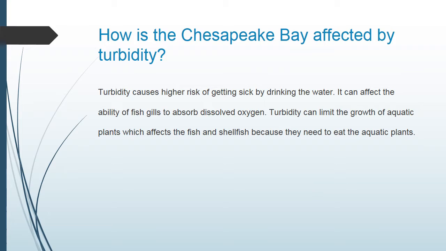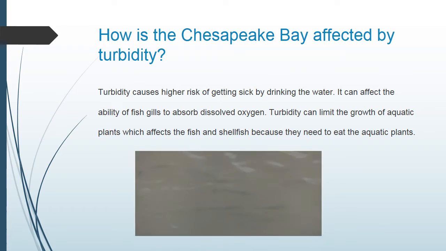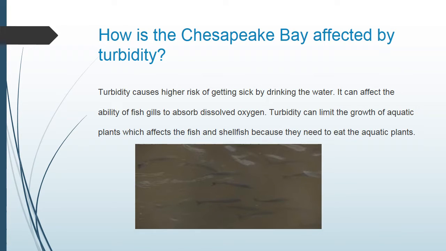How is the Chesapeake Bay affected by the turbidity? Turbidity causes higher risk of getting sick by the drinking water. It can affect the ability of fish gills to absorb dissolved oxygen. Turbidity can limit the growth of aquatic plants, which affects the fish and shellfish because they need to eat the aquatic plants.